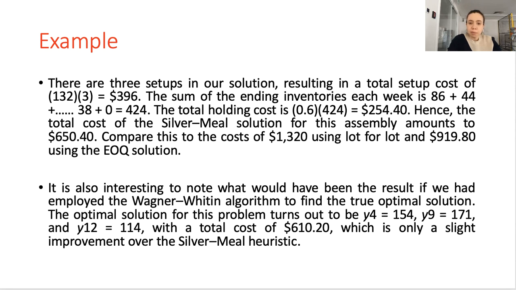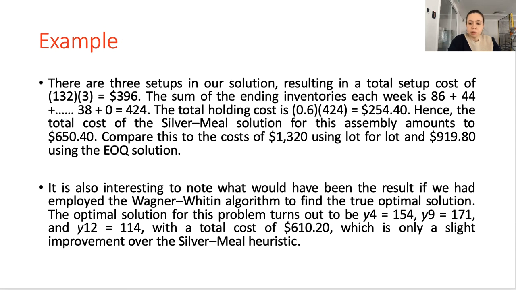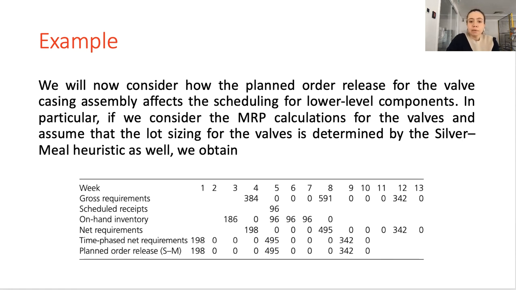Now we applied this method for the valve casing assembly, a component in the first level. This production plan will also affect the production plan of the components in the second level. Let's consider the production plan of the valves now. When we apply the Silver-Meal method for valve casing, we will have these net requirements for the valves.